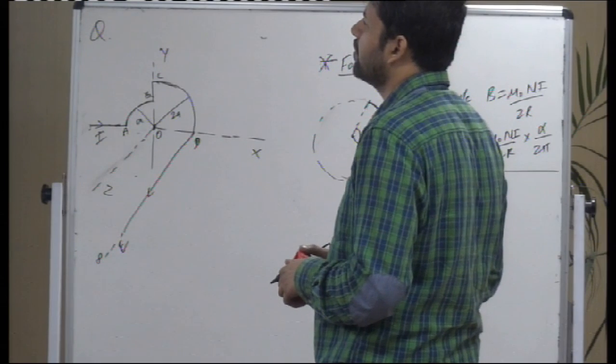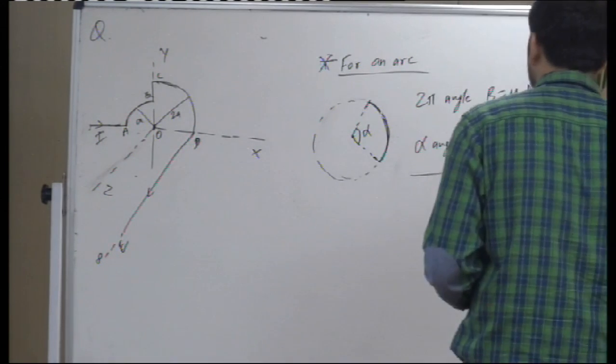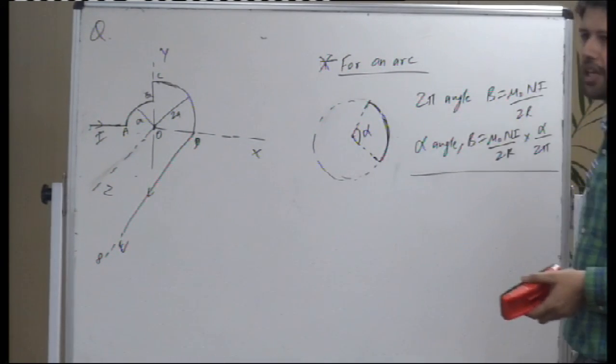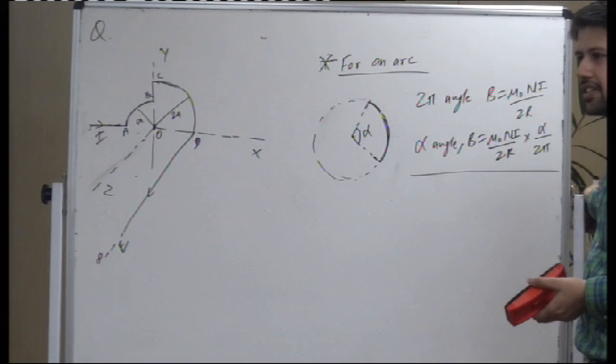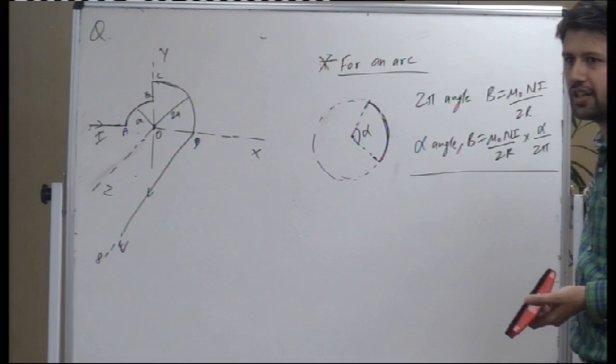What is the B for a uniform circular ring at the center? Somebody has asked. I just explained it, right? Mu naught I by 2R. Mu naught I by 2R is at its center. For N turns, it is mu naught N I by 2R.